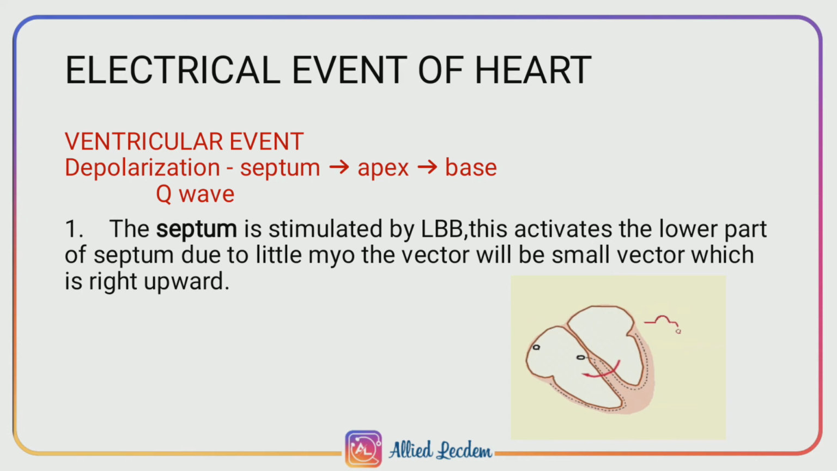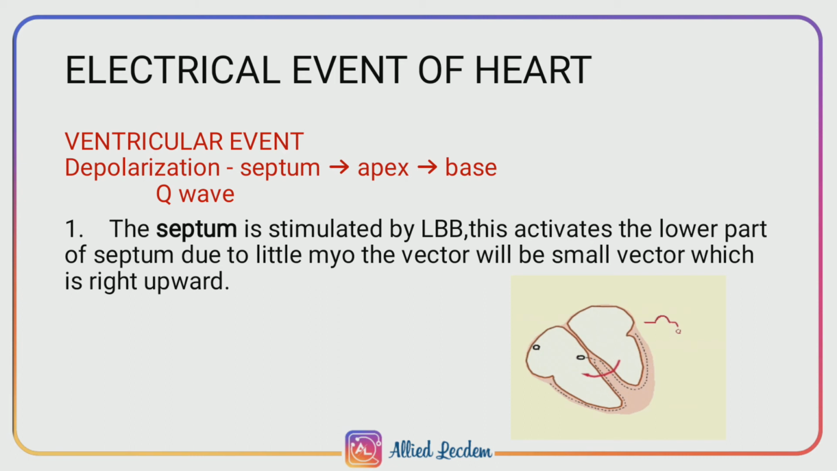Q wave. After the impulse reaches the AV node, it delivers it to the bundle of His. This His bundle is also insulated like the AV node. It is divided into left bundle branch and right bundle branch. In the left bundle branch, at the end of the septum, there will be a conduction gap. Through this gap, the impulse reaches the septum and it gets depolarized first.